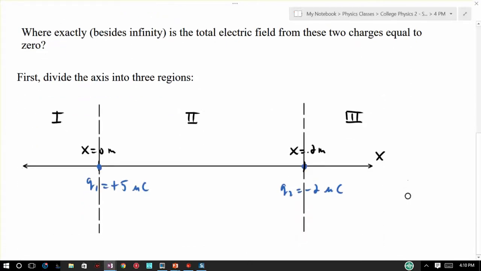So what I did is I drew a vertical line at x equals 0, another one at x equals 0.2 meters, and the region to the left of them I call 1. You can call it whatever you want, but I just went from left to right and called this region 1, to the left of both charges, and in the middle is region 2, in between both charges, and to the right of both of them, over here, is region 3, right? So that's where you start all these total electric field equals 0 questions.